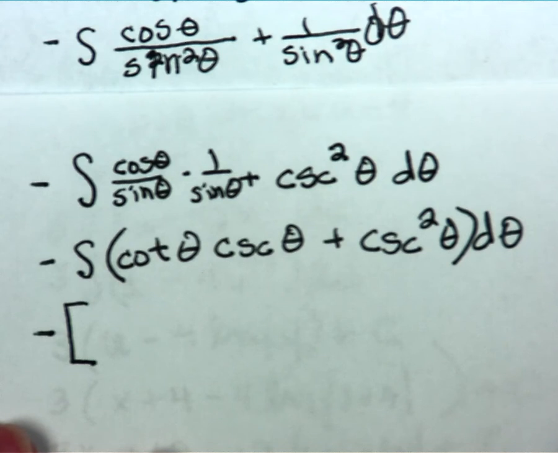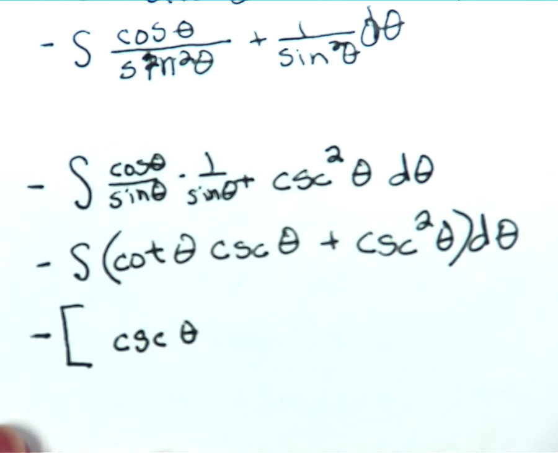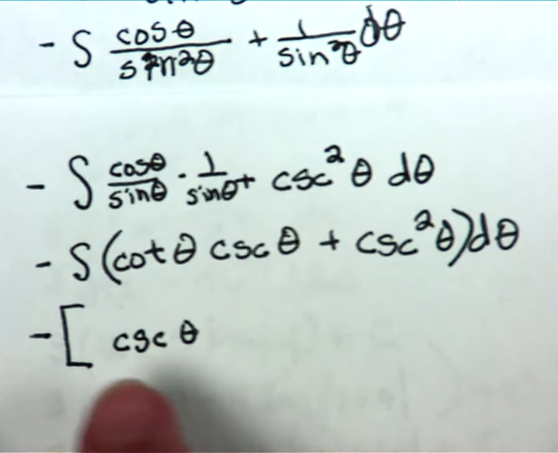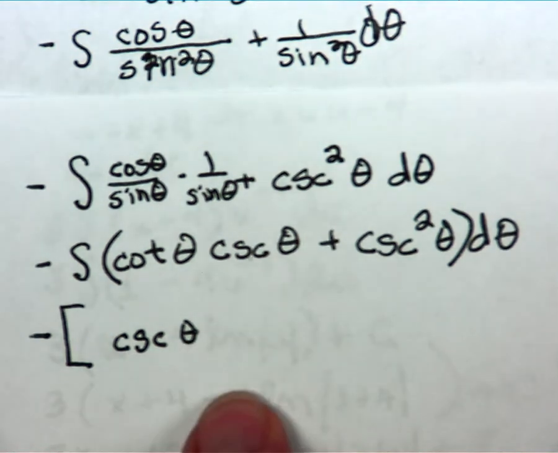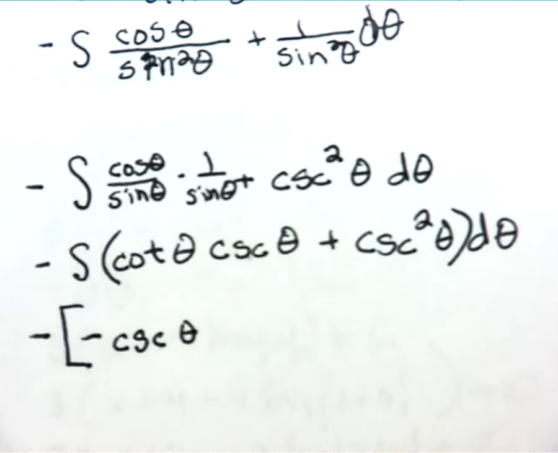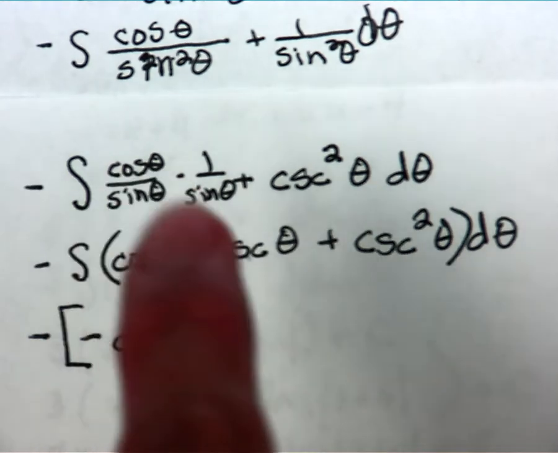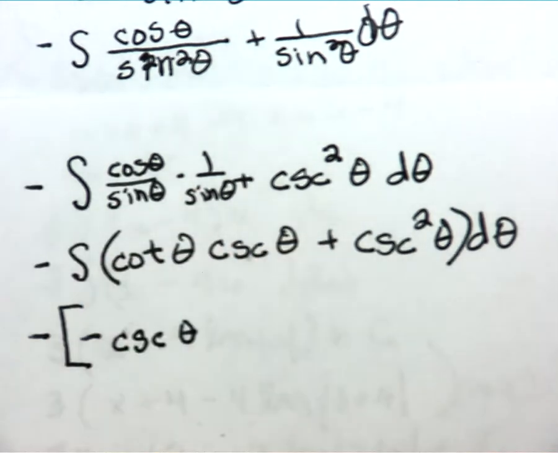What function? The derivative of it is cosecant, and then I'll figure out the negative in just a minute. But it's cosecant. When I take the derivative of cosecant theta, it's negative cosecant cotangent theta. So I need another negative. If I take the derivative of negative cosecant theta, it's positive cosecant cotangent.